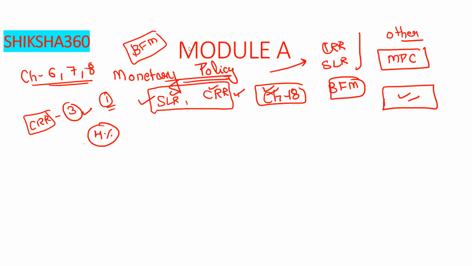Okay, so that is basically related to that. So basically we will say that from these three chapters we will get 3 marks. Clear? And we can easily score 3 marks. I will write only those marks which we can easily score.